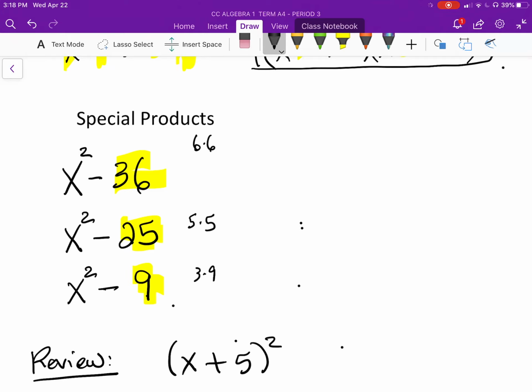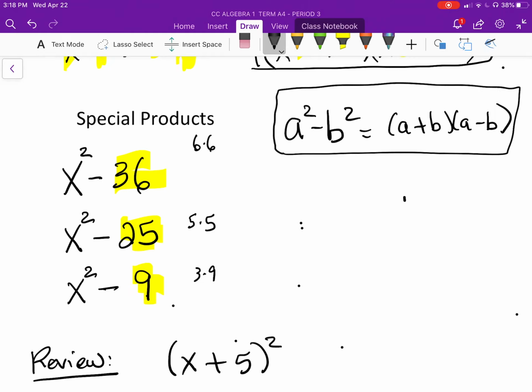And the special product we're going to learn how to factor is called a squared minus b squared, the difference of two squares. And when we factor that, it's going to factor to a plus b times a minus b. Now that's a rule, and sometimes rules are confusing, so let's just apply it, and let's see how that works with these examples we have here.